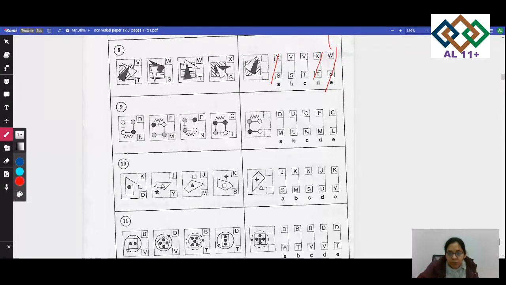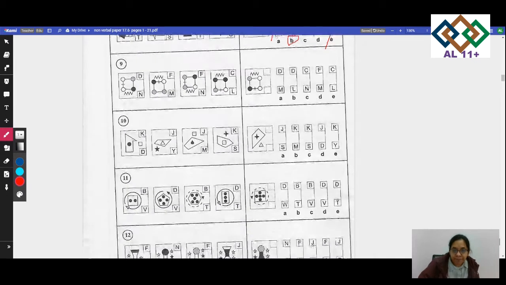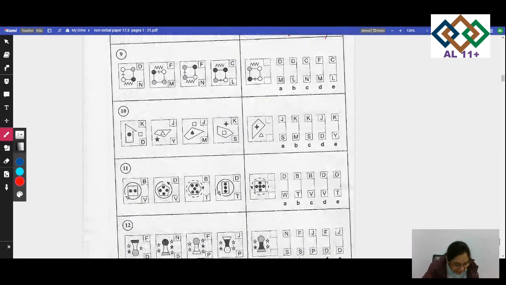So the only option I'm left with is S. And what is S? S is the white triangle in front of the black triangle. If you look, there's a white triangle in front of a black one. So it is definitely VS. It cannot be VT. Now let's go to number 9.